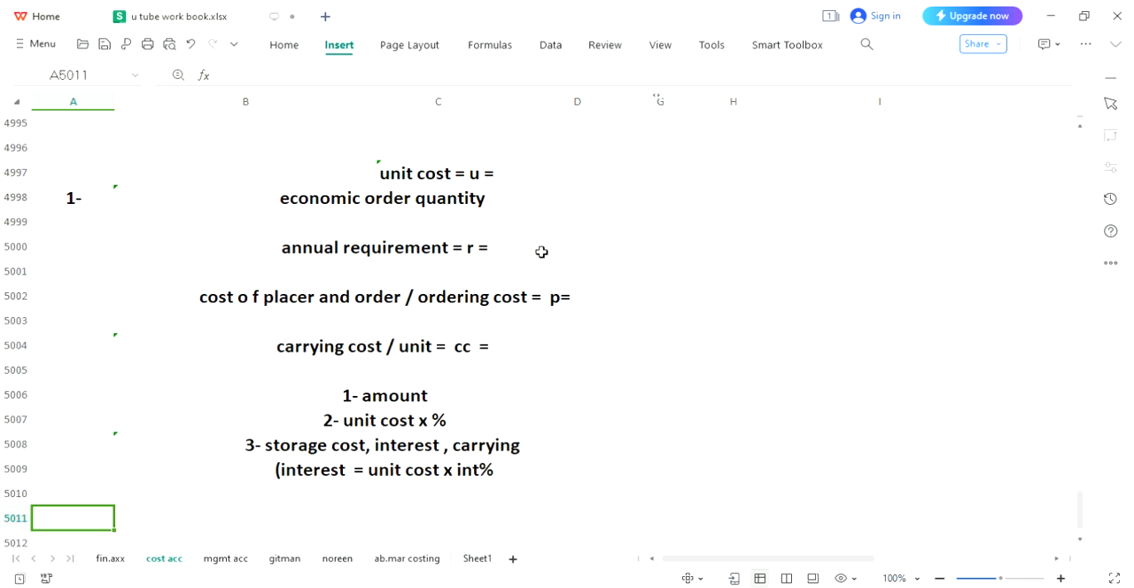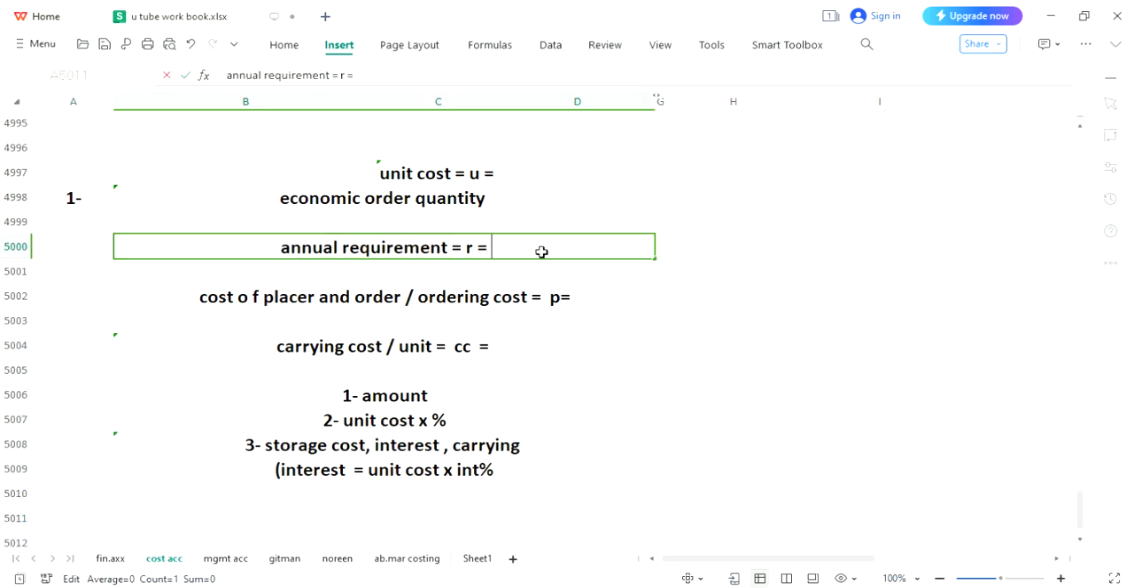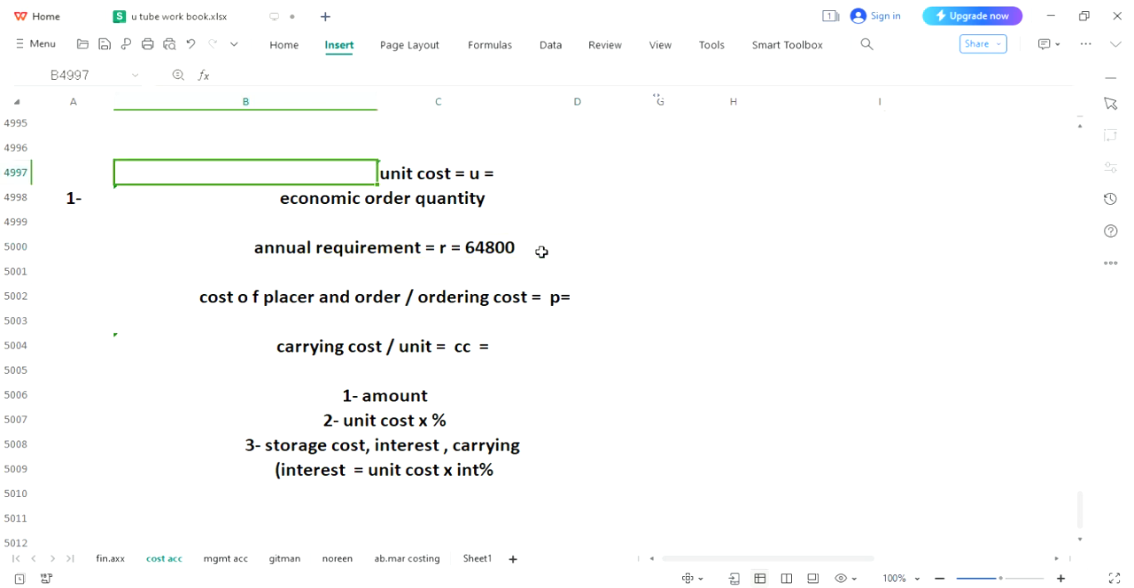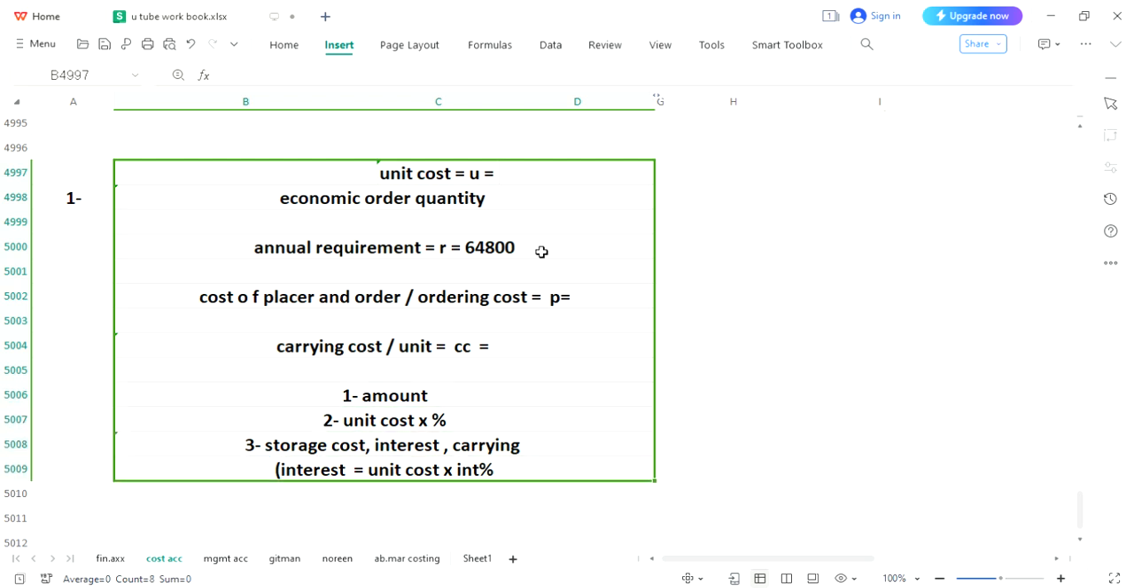So here we will note it down, 64,800 is your annual requirement. And now we will see what next is given to us. But before that, let me pull it down.